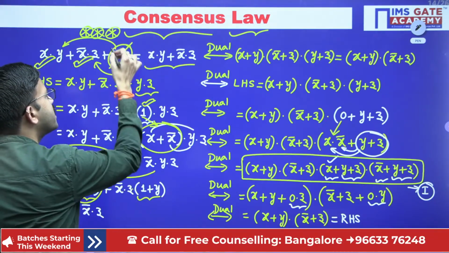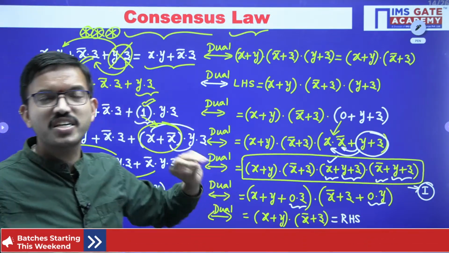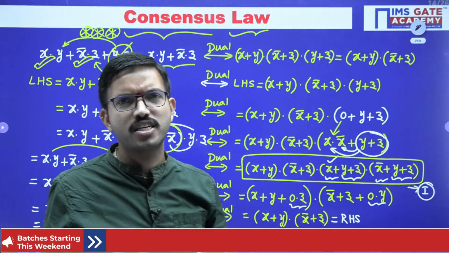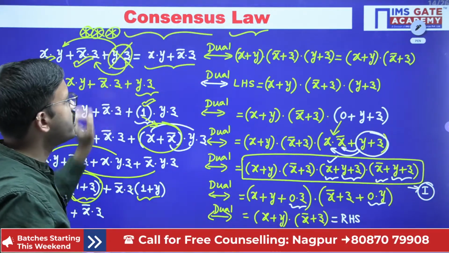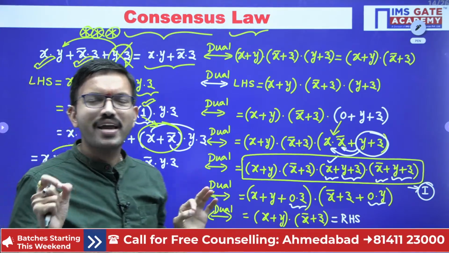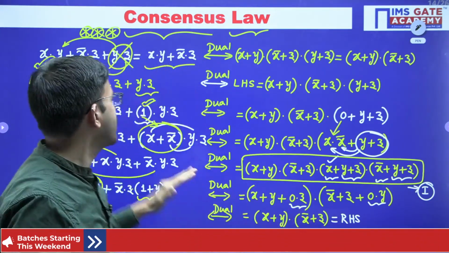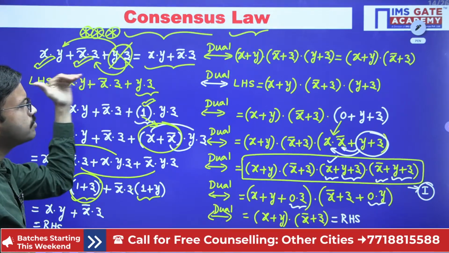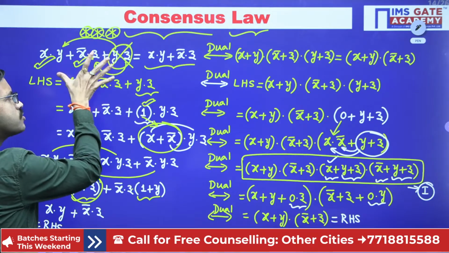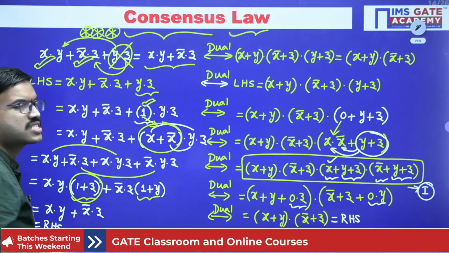That means this particular term is redundant. Redundant means even in the absence of this particular term, you can get the same functionality. That is the beauty of the consensus law. So regarding the consensus law, you should not memorize the equation by heart. Rather, if you are able to remember these two conditions, that is very simple. Always there is a possibility to bring three terms to two terms, provided these two conditions are satisfied.